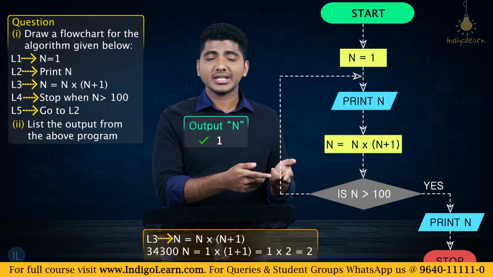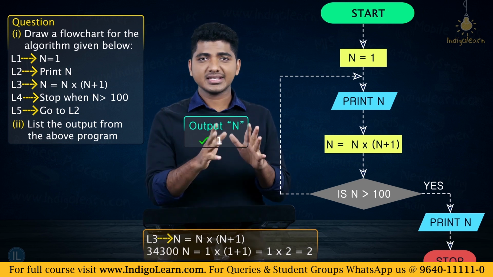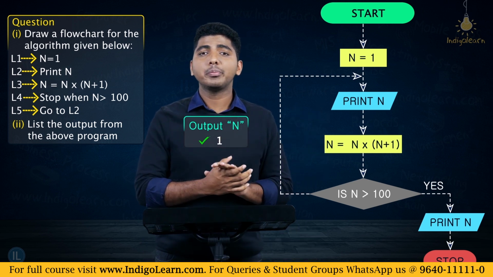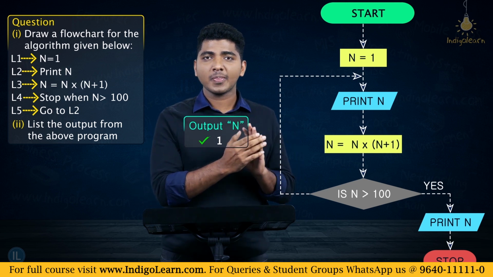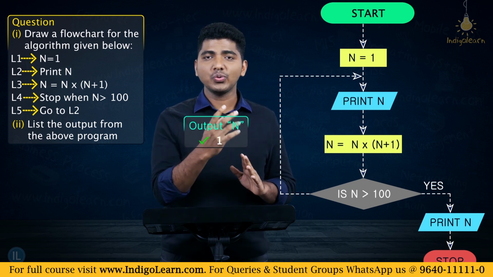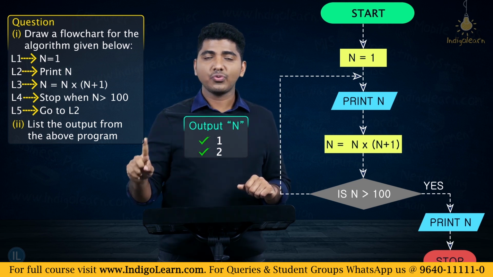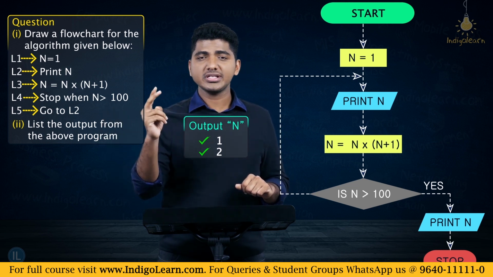So you ask the next question, is n greater than 100? Answer is no. If it is no, what are you going to do? You are going to go back to the print step. You are going to print n. So what is n now? n is 2. So already you have printed 1. Now you will again print 2. So first output is 1, next output is 2.